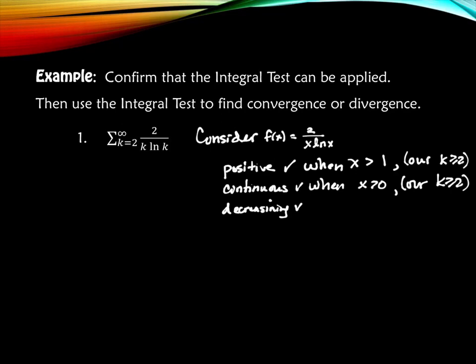So this is decreasing because as x goes to infinity, ln x also goes to infinity. So my 2 over x ln x will go to 0, right? The values themselves.